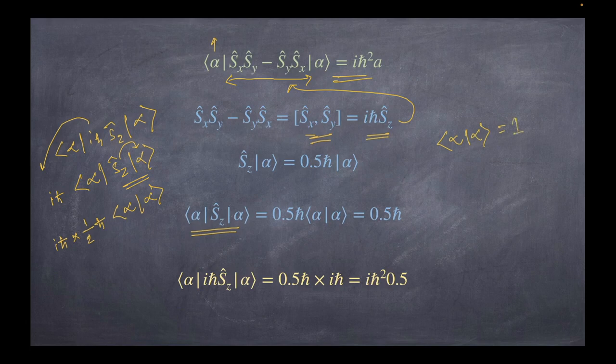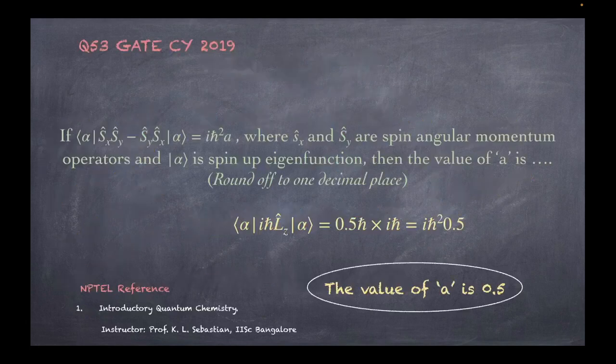This is called the Dirac bracket. So the alpha alpha bracket will be equal to 1, and this is the normalization condition, and orthogonal means the alpha beta bracket will be equal to 0. In this case it is alpha alpha, and as the spin up wave function alpha is normalized, it will be equal to 1. So let's do this: i h bar times half h bar times 1, so i h bar squared times half. The relationship is given as i h bar squared a, where a in this case will be half. Now half rounded to 1 decimal place is 0.5.